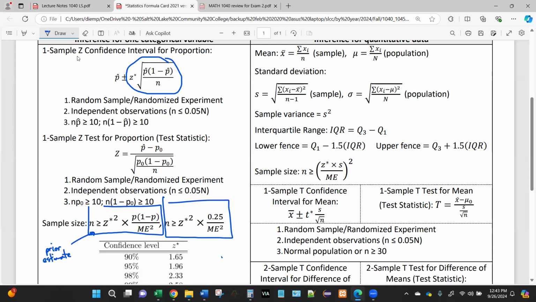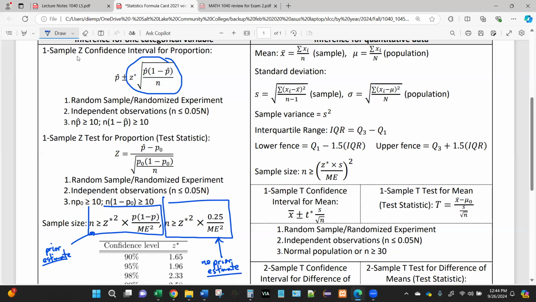The second version is when there's no prior estimate for your parameter. So the second version is when you're doing truly original research and nobody else has done anything quite like it before. So if you have a prior estimate for P, then you use the first formula. If you have no prior estimate for P, you use the second formula.